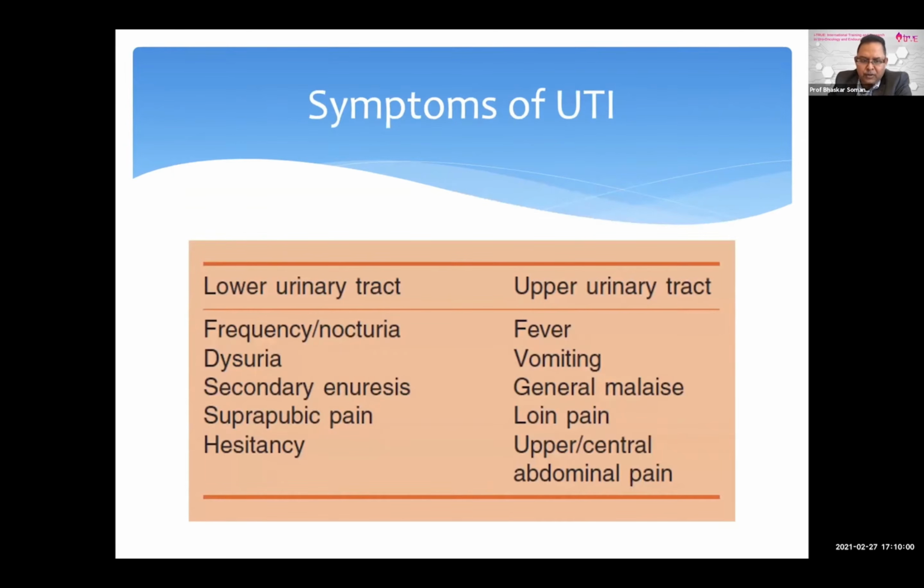Symptoms, we probably all know. Lower urinary tract symptoms are frequency, nocturia, dysuria, secondary enuresis, suprapubic pain, and hesitancy. And upper urinary tract symptoms are a bit more general, such as fever, vomiting, generalized loin pain, and upper or central abdominal pain.